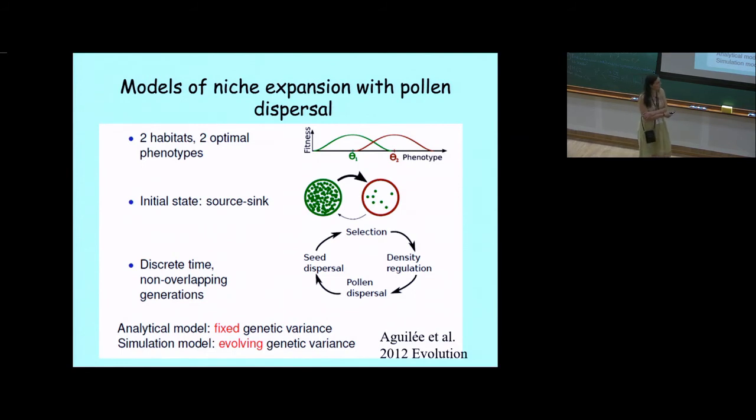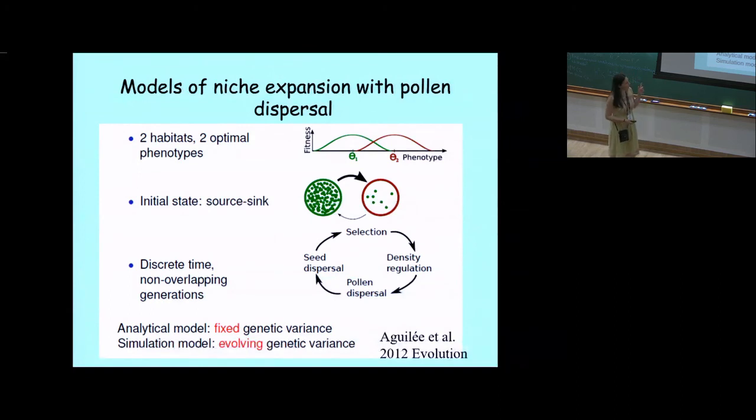So we assume two stages of dispersal. You've got seed dispersal, then you've got selection on the seedlings, then you've got density regulation, and then you've got trees or plants producing pollen, and pollen dispersal, fertilizing ovules that will create seeds that will disperse, and so on. So this system is a discrete time model with non-overlapping generations.